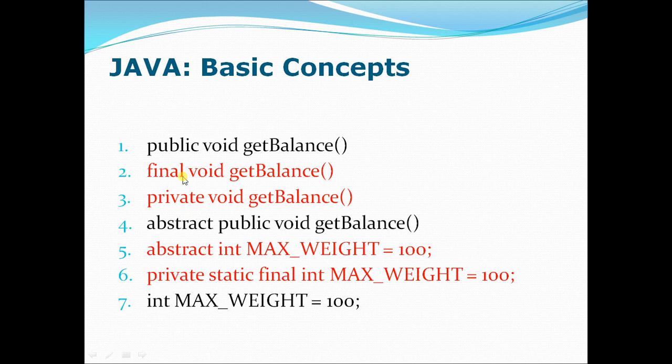This will compile, this will not compile because it is final, private, not abstract, public. Abstract, no. This one will not compile. Why? Because of private. The last one will compile because by default it is public, static, final. You will get this question very frequently, so you have to check which one will compile and which will not compile in your interface.